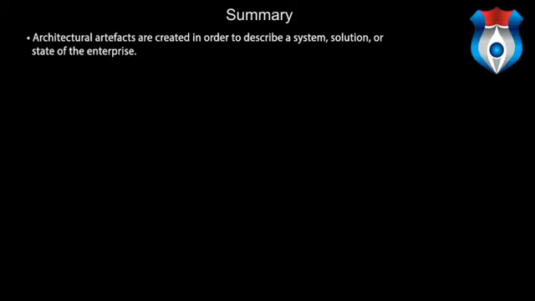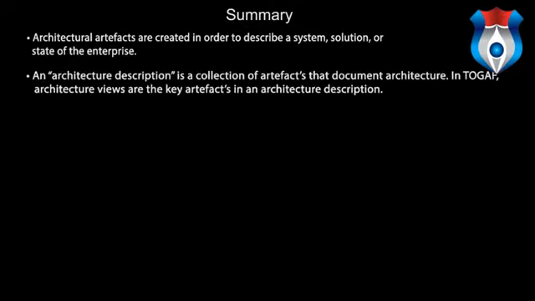Now in the end, let us summarize what we have learned in this lesson. Architectural artifacts are created in order to describe a system, solution, or state of the enterprise. An architecture description is a collection of artifacts that document architecture. In TOGAF, architecture views are the key artifacts in an architecture description.